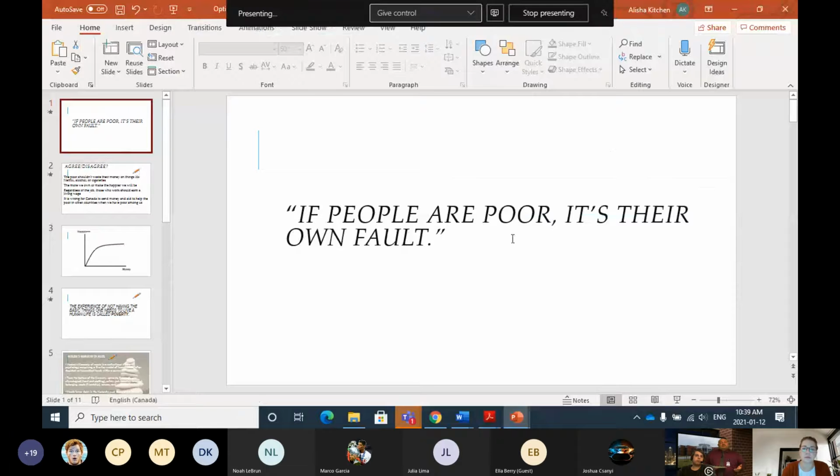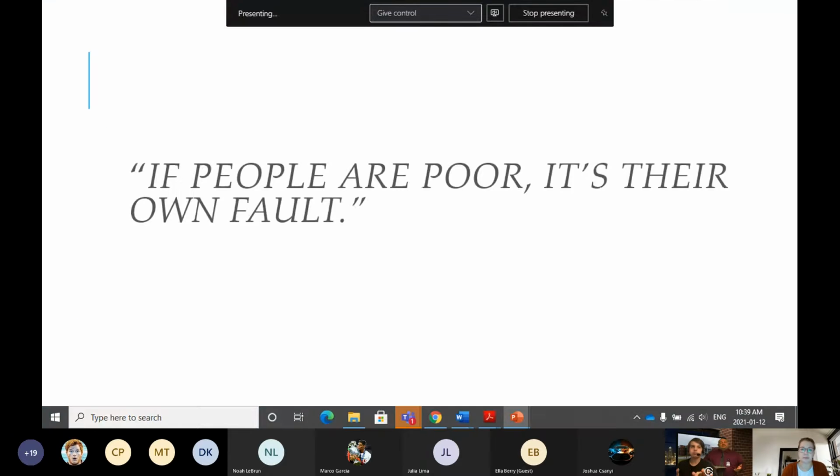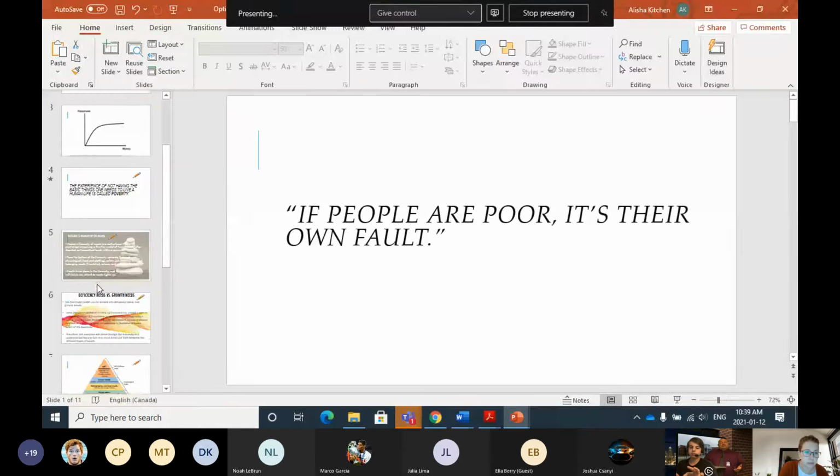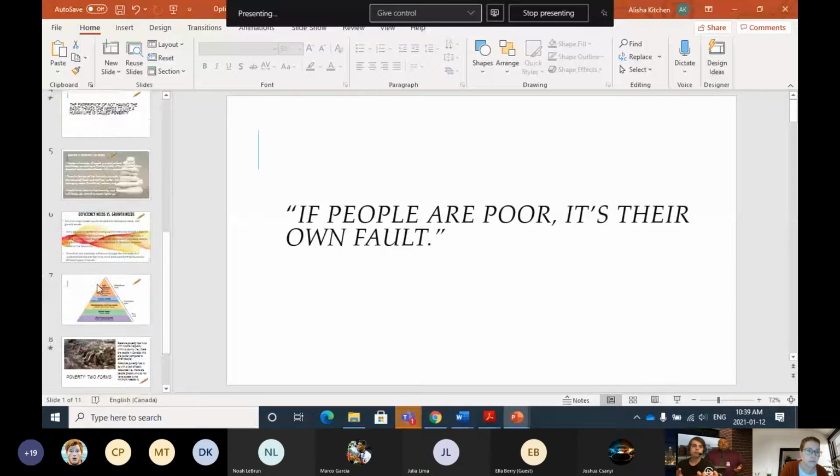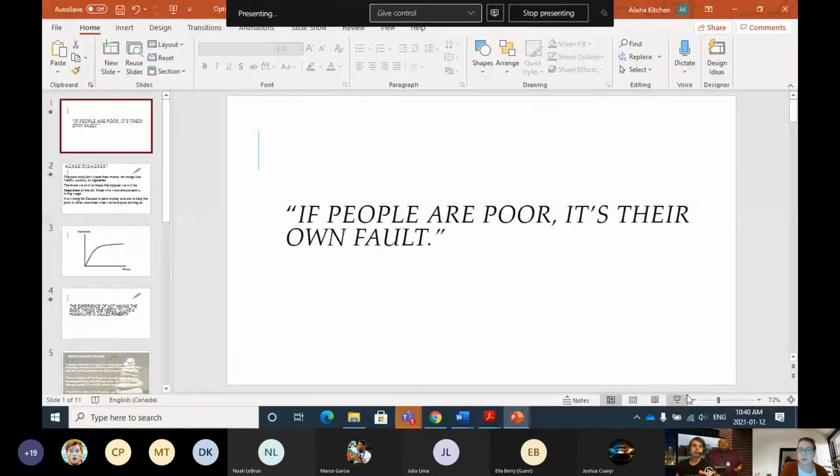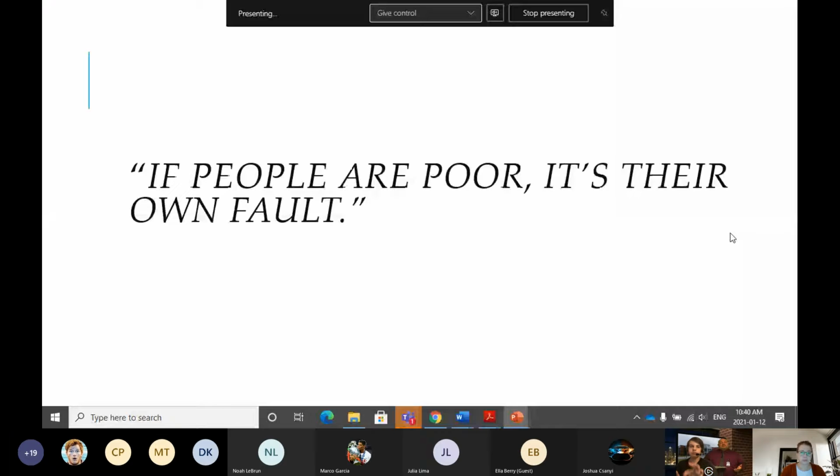We are going to do our note on option for the poor. If you are writing it by hand, make sure you get your paper out, and you'll see where and what you need to write. I want you guys to write in the chat, agree or disagree: if people are poor, it's their own fault. Do you agree or disagree with that?